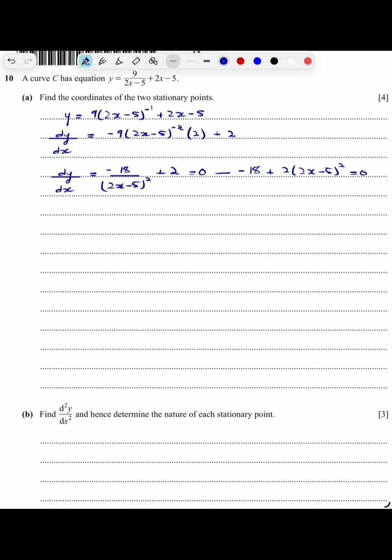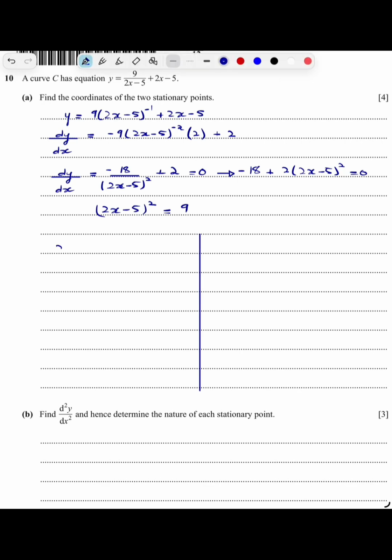So we have this expression right here. Okay, let's open it up. Actually, let's bring the 18 to the other side, it's better not to expand this. Let's write this as (2x - 5)^2 equals 18 divided by 2, which is 9. Okay, so we have two possibilities.